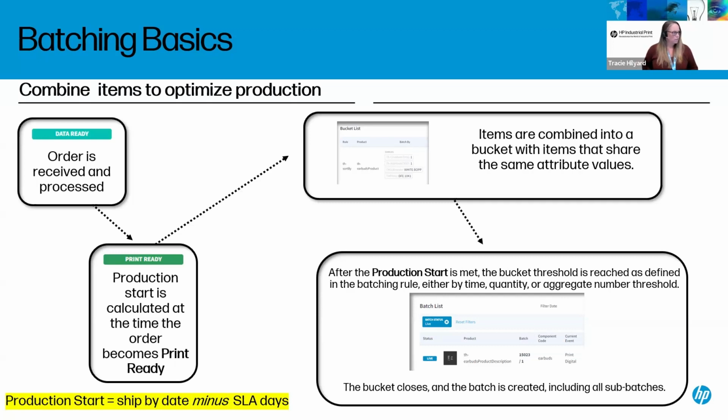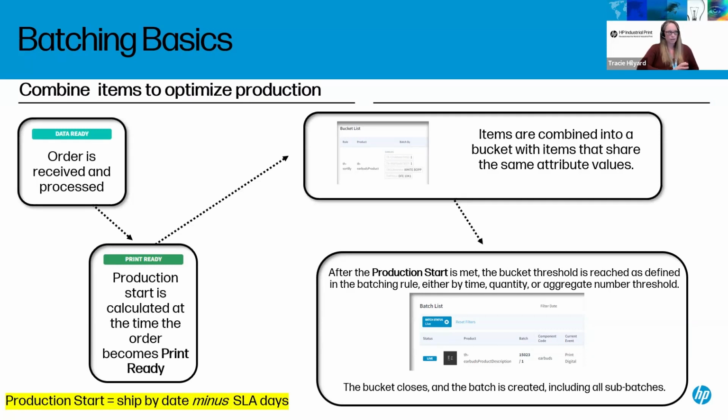A product is sent in an order. The order is received and it's processed through the pre-press pipeline. You have your file in position, your autoflow is done, the file is checked, and then the order becomes print ready. At that point, the production start is calculated. Your production start is determined by the ship by date minus SLA days. Once that calculation is done, the items that have the same attributes will go into a bucket.